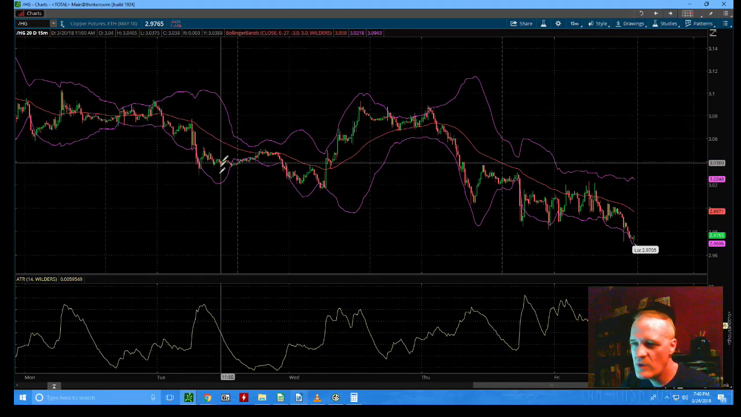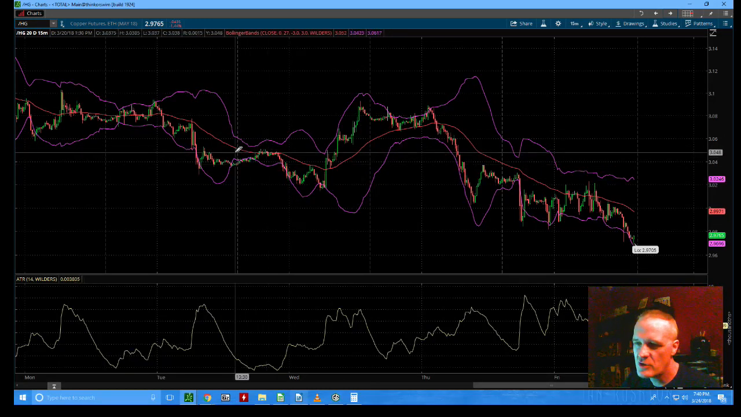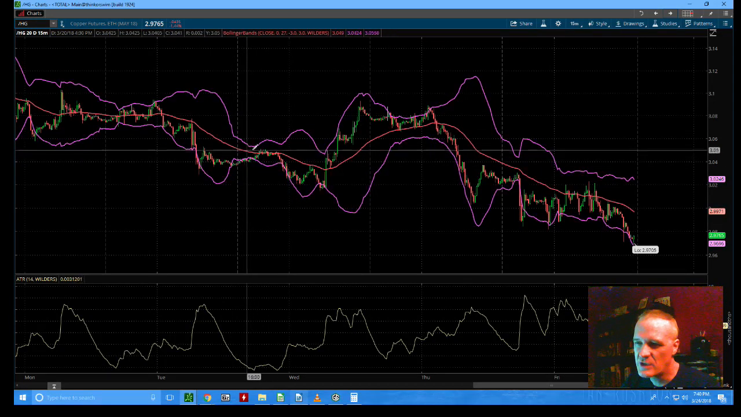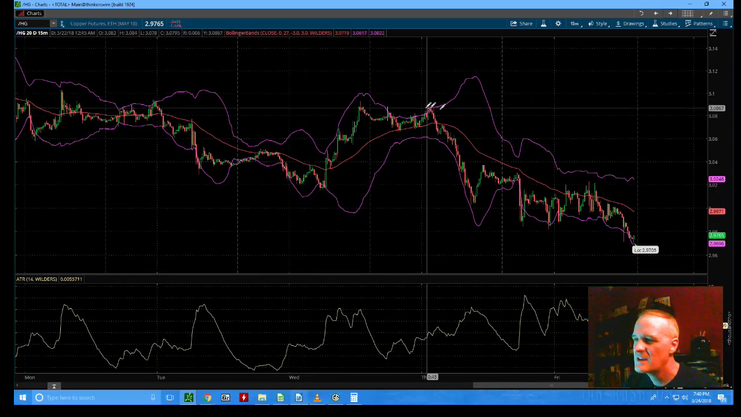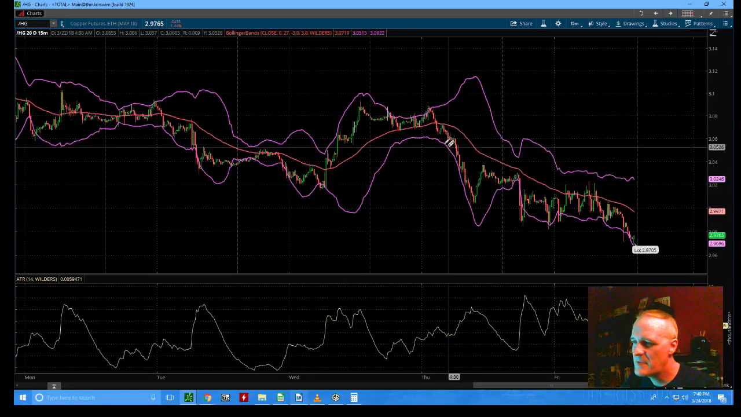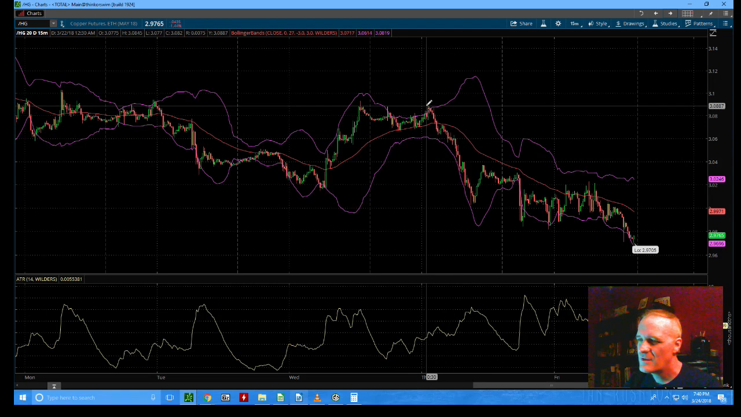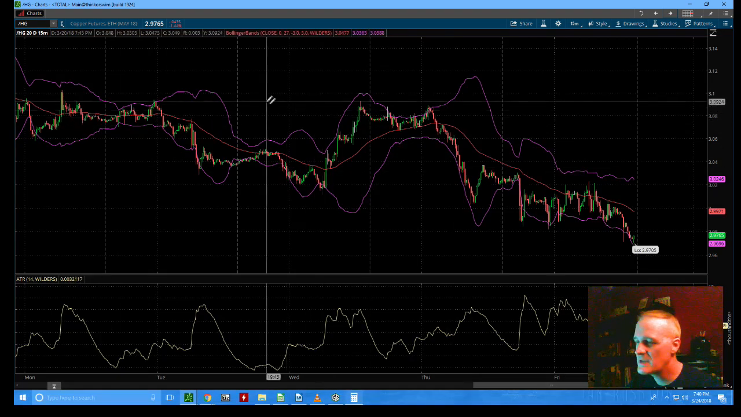Now, when you have an area where your Bollinger Bands are narrow, your security tends to be very range bound. As you can see here, as the bands start to widen, that is an indication of greater volatility. So greater price ranges is what that really boils down to.